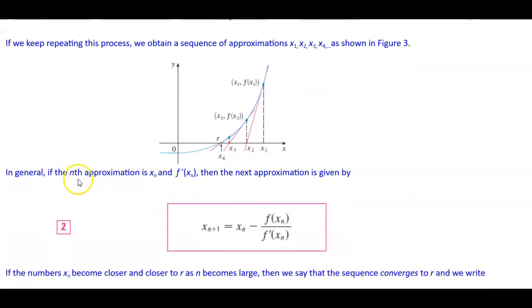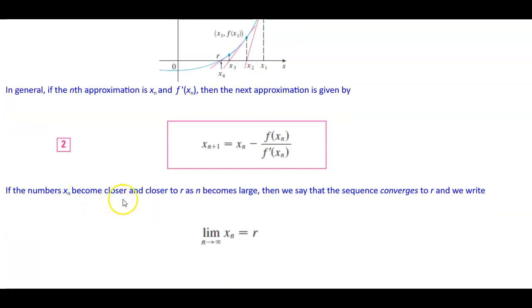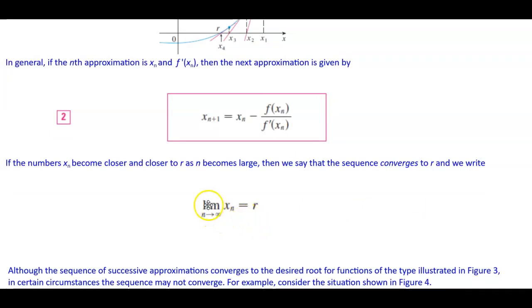In general, if the nth approximation is x_n and f'(x_n) is not 0, then the next approximation is given by x_(n+1) = x_n - f(x_n)/f'(x_n). If the numbers x_n become closer and closer to r as n becomes large, then we say that the sequence converges to r, and we write the limit as n approaches infinity of x_n equals r.